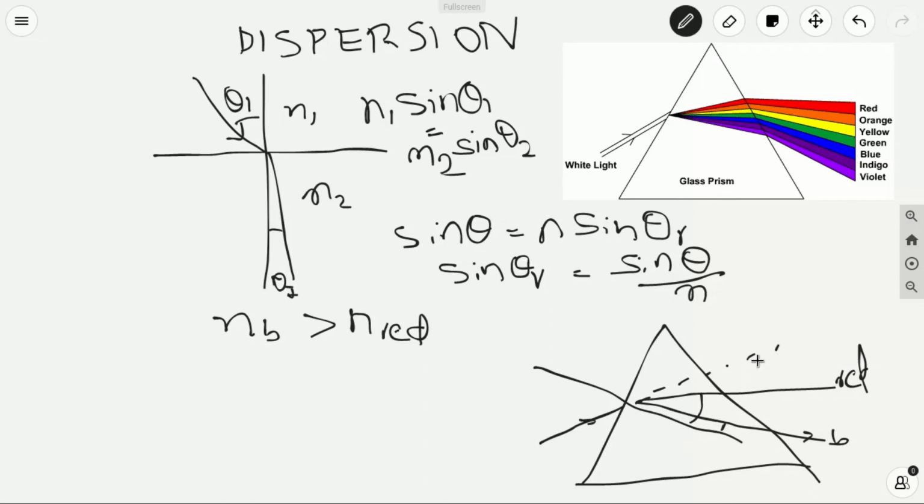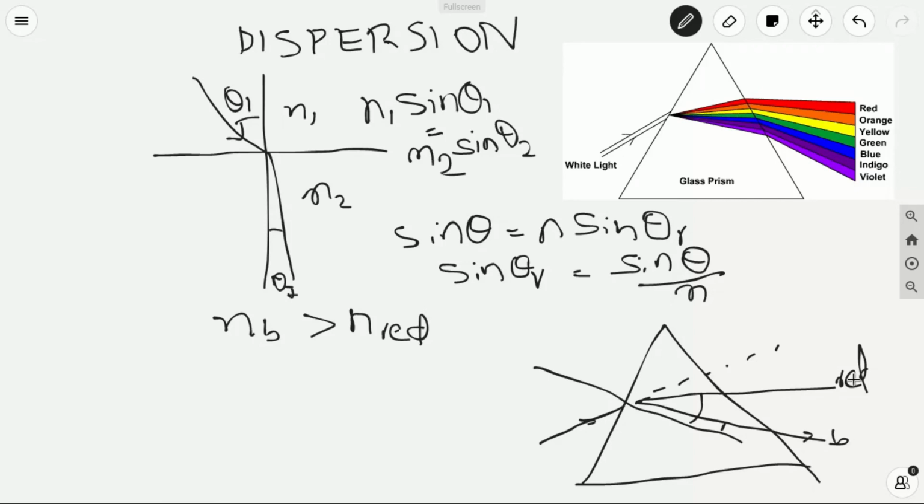So what we see here is that, this is the normal, the blue light bends more compared to red light, which has a smaller frequency. And all other colors from red to violet, depending upon their frequency, we find in between them. So what is dispersion? Depending upon the frequencies, the different colors of the light components have different refractive indices, and depending upon that, they are refracted at different angles. So we see the splitting of colors. We say the light is dispersed.